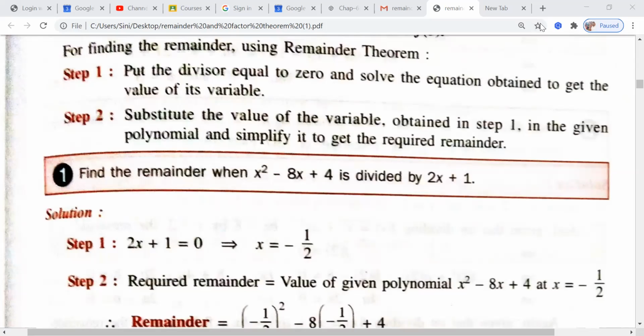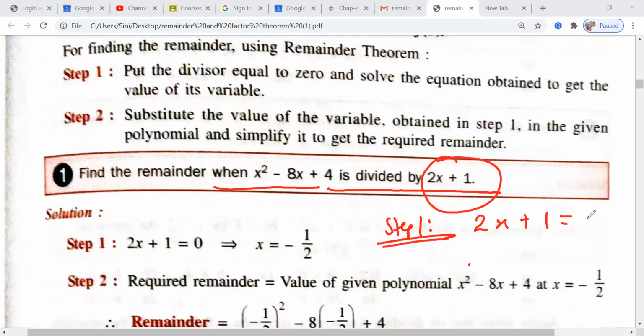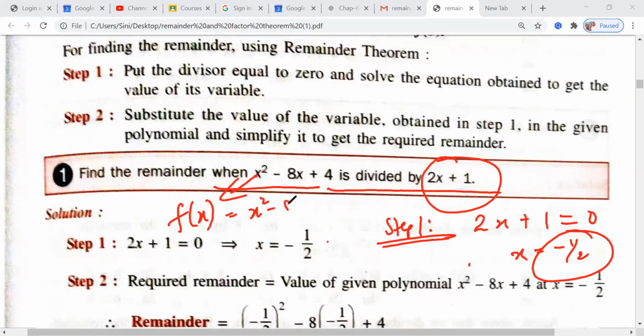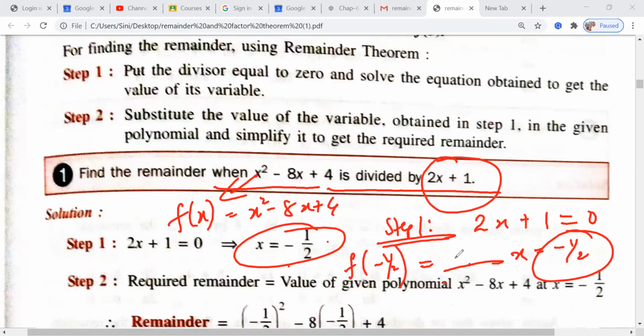Find the remainder when x square minus 8x plus 4 is divided by 2x plus 1. What is my step 1? Step 1 is to set 2x plus 1 equal to 0, so x is equal to minus 1 by 2. Now I have to substitute. f of x is equal to x square minus 8x plus 4. Instead of x, I'll put minus 1 by 2 and find f of minus 1 by 2. That answer will be my remainder. Is it clear?